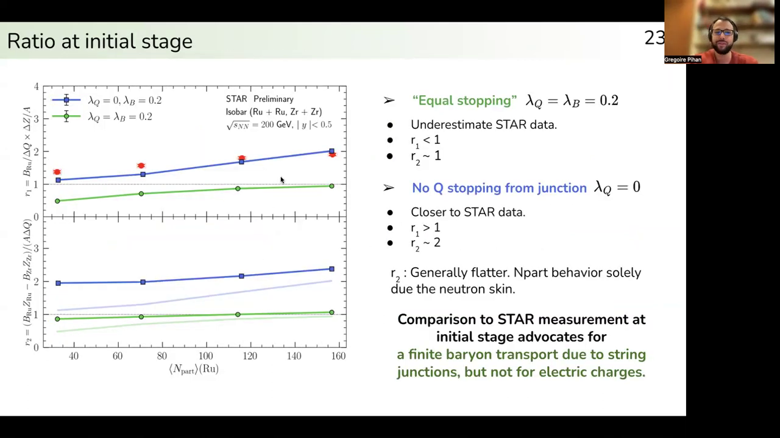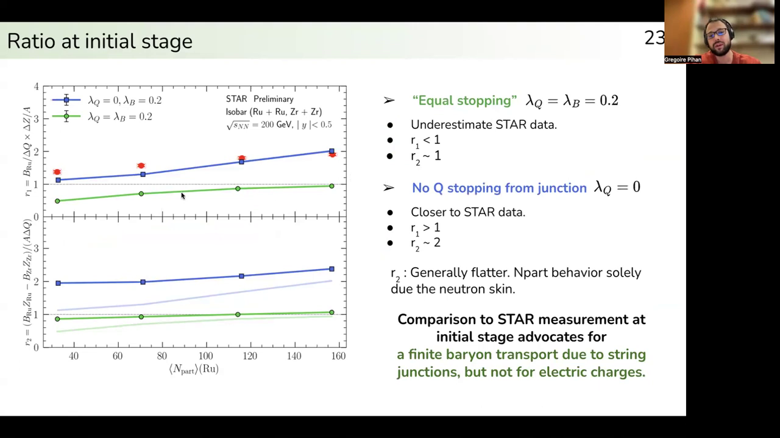So now I want to show you some comparison of this R1 ratio that we have in the simulation with the STAR measurement. And what we observe is that for the two situations, first the equal stopping. So when lambda Q equals lambda B, electric charge and baryon number have the same stopping.